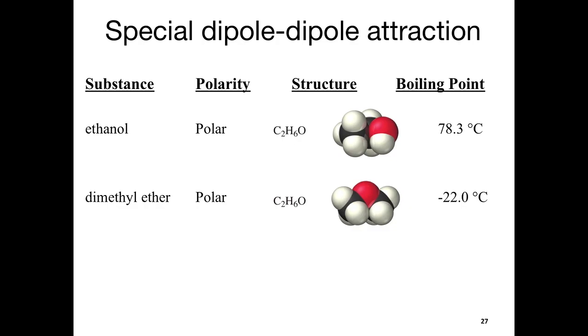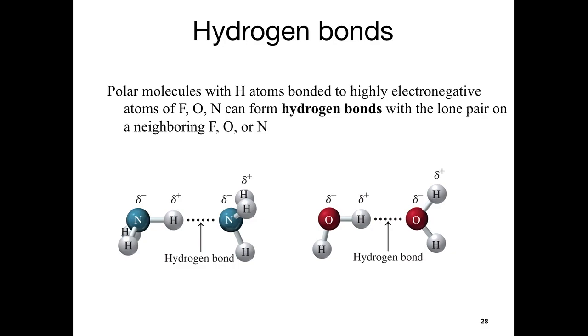It's not simply a dipole-dipole force, because both of these molecules are polar molecules. So what is it about ethanol that allows it to have a stronger attractive force? The answer to that is something called a hydrogen bond. And let's first give a definition. A hydrogen bond is when you have a hydrogen connected to a very electronegative atom: fluorine, oxygen, or nitrogen.